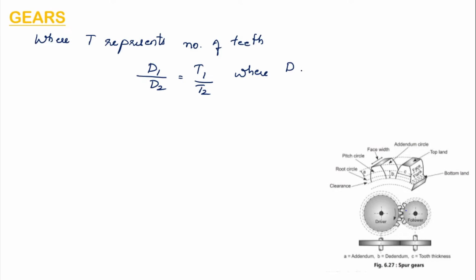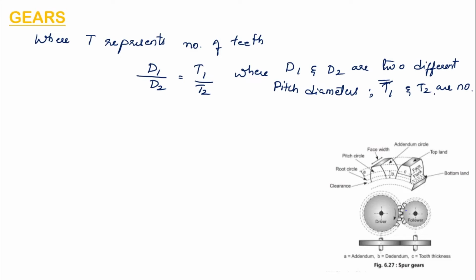So where T represents number of teeth, or we can write it as D1 by D2 is equal to T1 by T2, where D1 and D2 are two different pitch diameters and T1 and T2 are the number of teeth on the gear on those diameters.